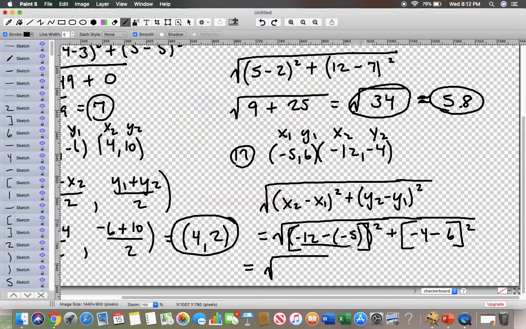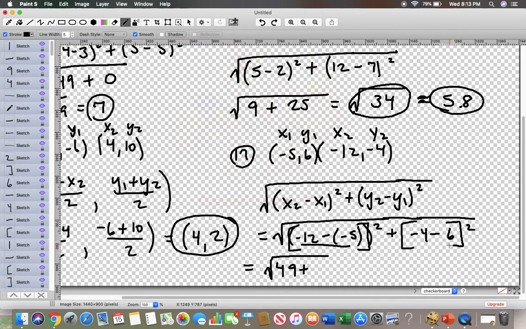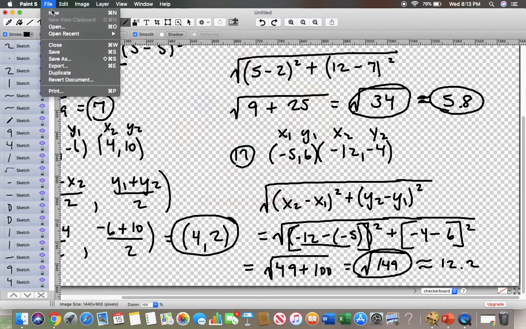What is negative 7 squared? It's going to be 49, plus negative 4 minus 6, which is negative 10. Negative 10 squared is going to be 100. So that's the square root of 149. And can I simplify that radical? I cannot. So that is the simplified radical, which would be about 12.2 as a decimal.